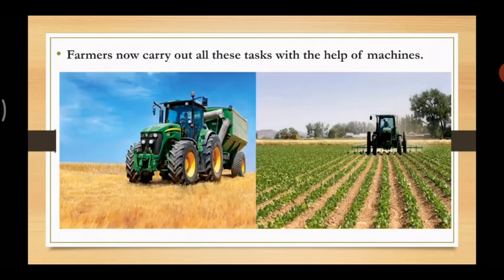Okay, let's move forward. Now, farmers carry out all these tasks with the help of different machines. As you know, in the farm, you need to use machines. So the farmers carry out all these tasks with the help of different machines like the tractors, right? To carry out all the tasks in the farm.